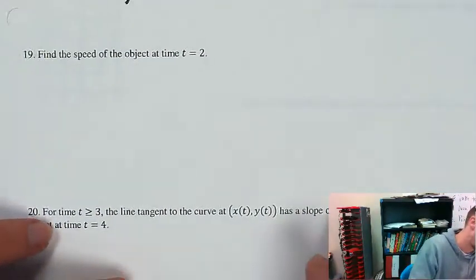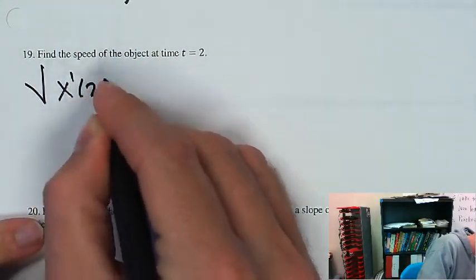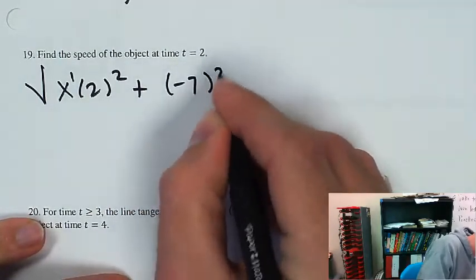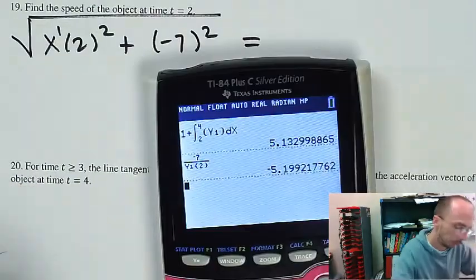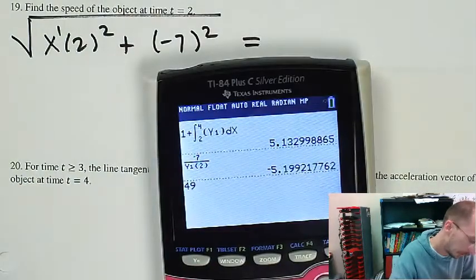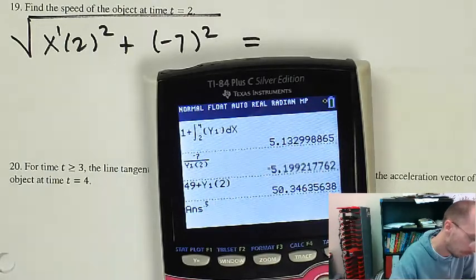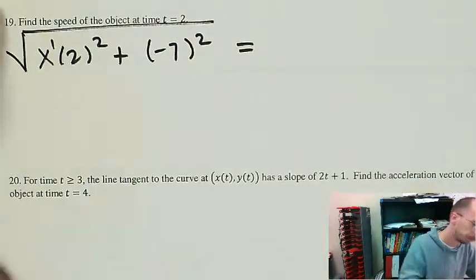Find the speed of the object at time t equals 2. Well, that's going to be the square root of x prime of 2 squared plus -7 squared. So 49 plus, well, I didn't put in the square root, but that's all right, because I can plug in 2 for that, and then take the square root, and I'll get 7.096.